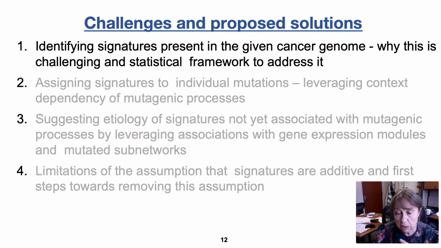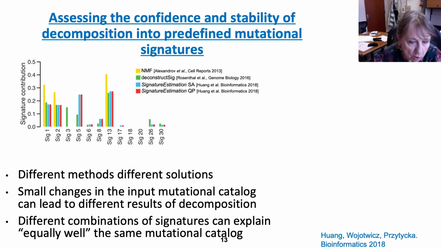So assume that we sequence a cancer genome, we know the definition of the signatures, and would like to know for this particular genome which signatures are present and what is the strength of each signature that is present in the genome. When we first looked at this problem, we were surprised to note that for the same genome, different methods, shown here in different colors, can sometimes provide quite different solutions.